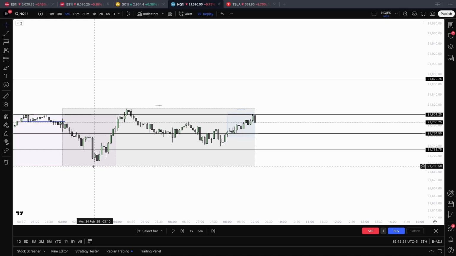Then I like to look for a change in state and delivery. And if I look for a change in state and delivery, I want to see a confirmation of that change in state of delivery on a lower time frame prior to my entry. And when I'm looking for my take profit periods, I want to see those previous lows and highs, or London or Asia lows and highs, as my potential price targets.